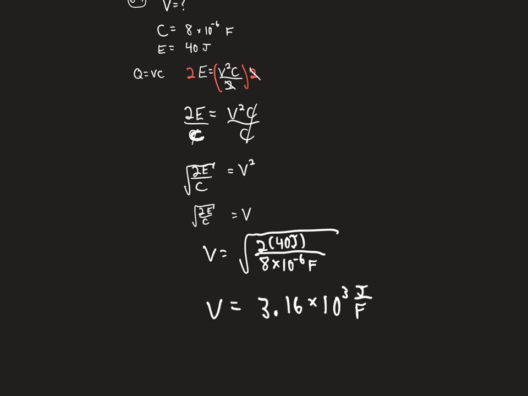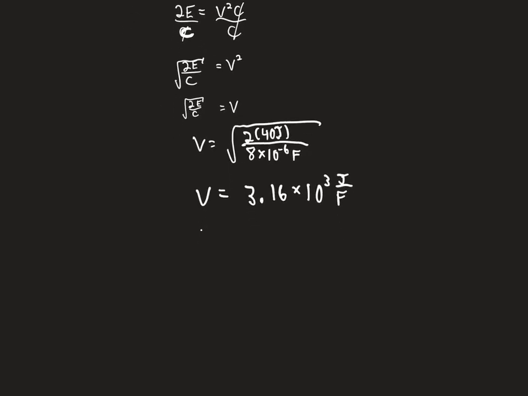What is a joule per farad? Volt? Are you sure? What should it be? Volts? It is. This is a V, so what should the units on it be? Volts. So a joule per farad is a volt. Okay? So voltage is 3.16 times 10 to the third volts.